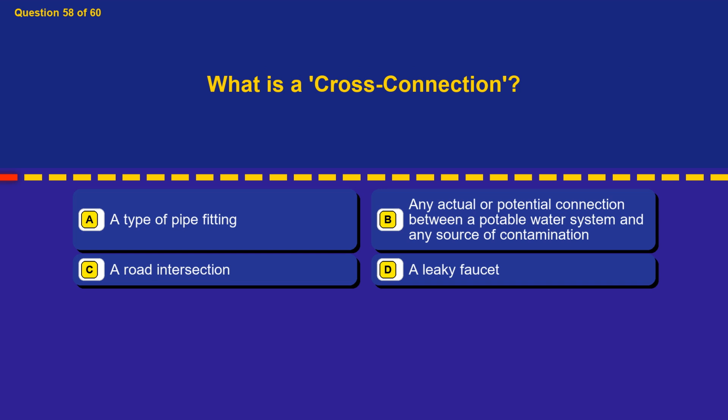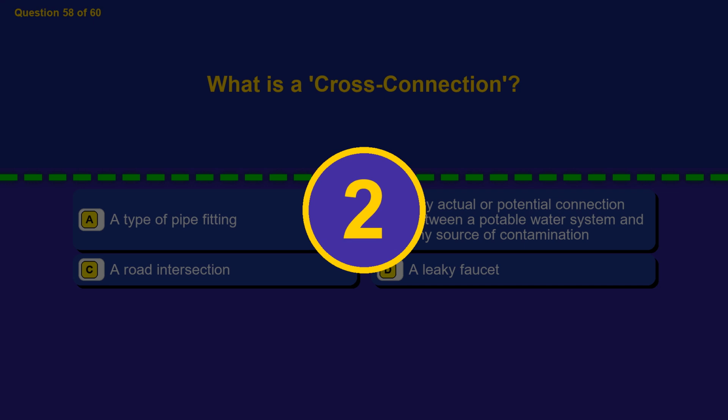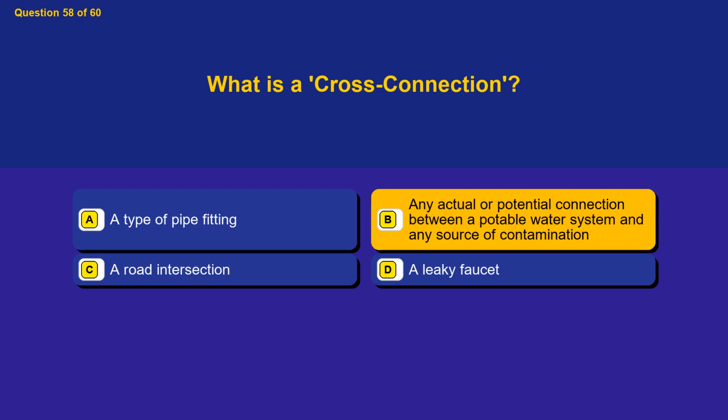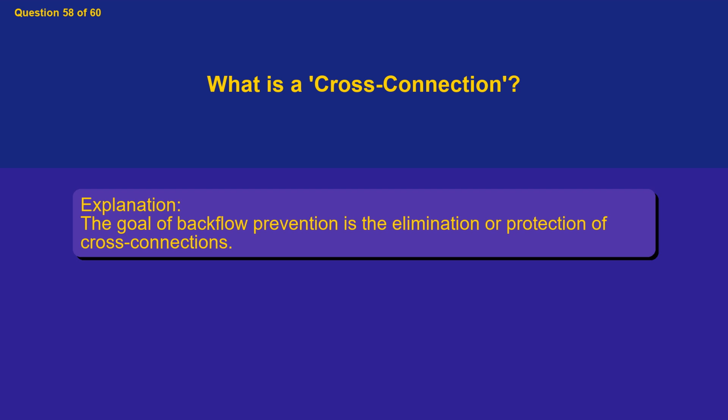Question 58. What is a cross connection? Option A, a type of pipe fitting. Option B, any actual or potential connection between a potable water system and any source of contamination. Option C, a road intersection. Option D, a leaky faucet. The correct answer is option B, any actual or potential connection between a potable water system and any source of contamination. The goal of backflow prevention is the elimination or protection of cross connections.